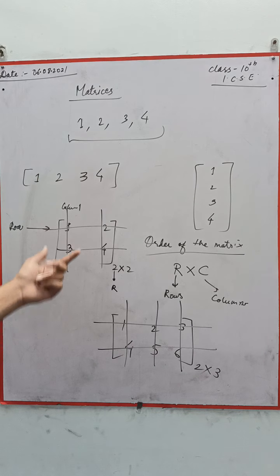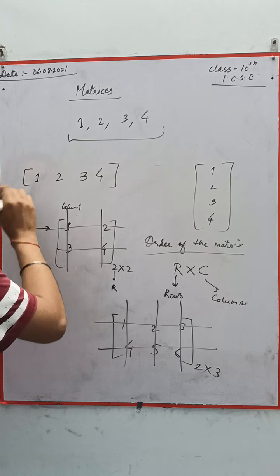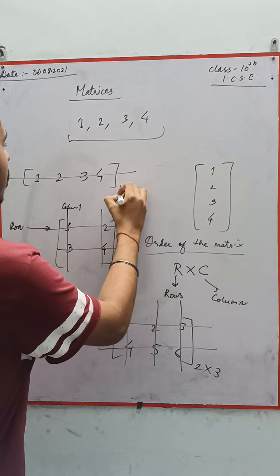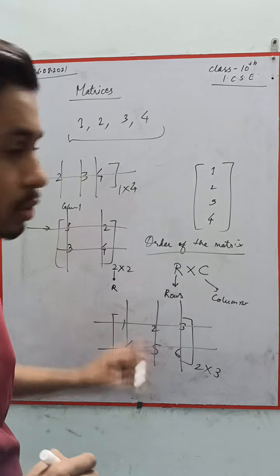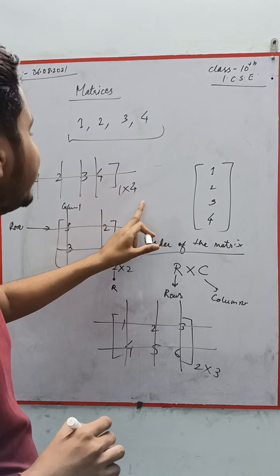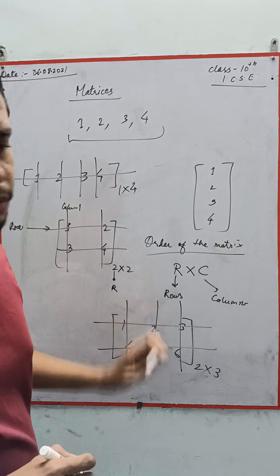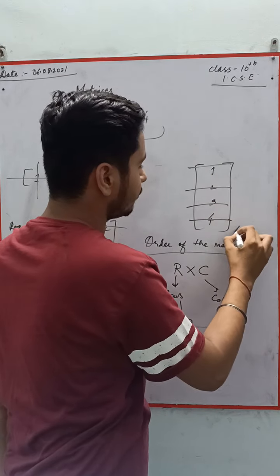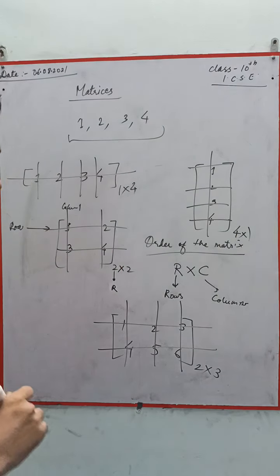Now if I ask you what will be the order of this matrix, you may be confused, but there's no need for confusion actually. There is one row and 1, 2, 3, 4, 4 columns. So 1 cross 4. We read it as 1 cross 4 or 1 into 4 also. For this one, 1, 2, 3, 4, there are 4 rows and 1 column. I hope this thing is clear to you.